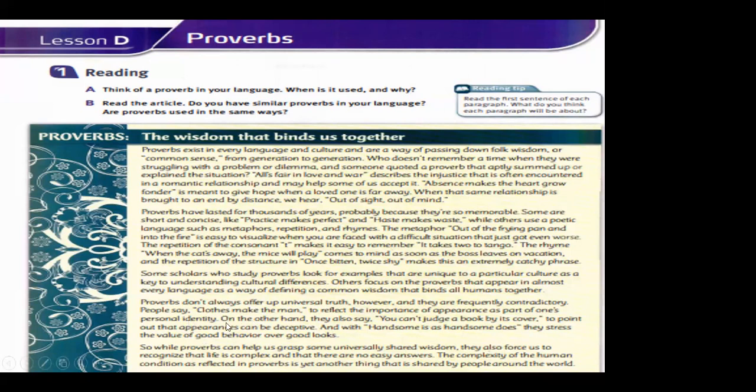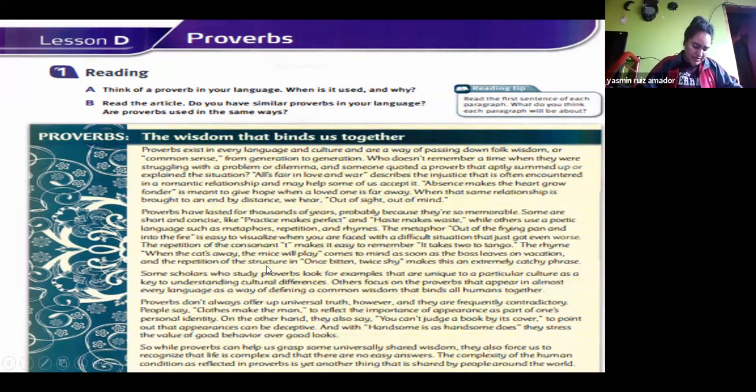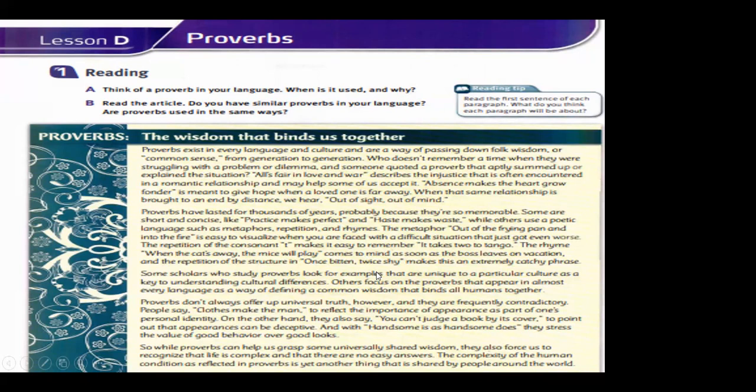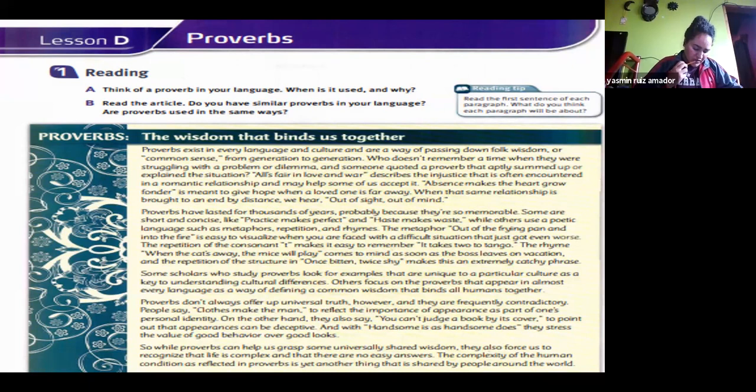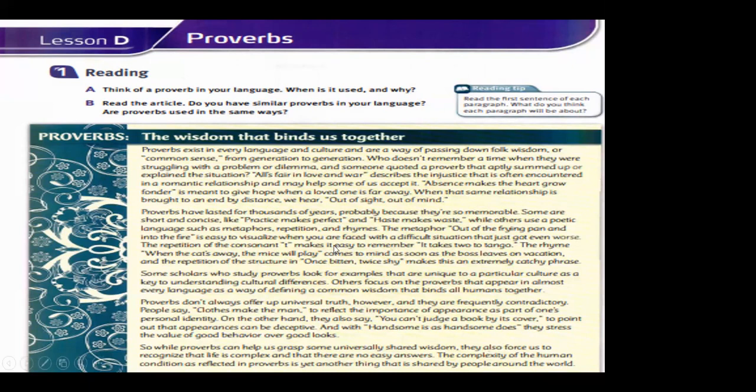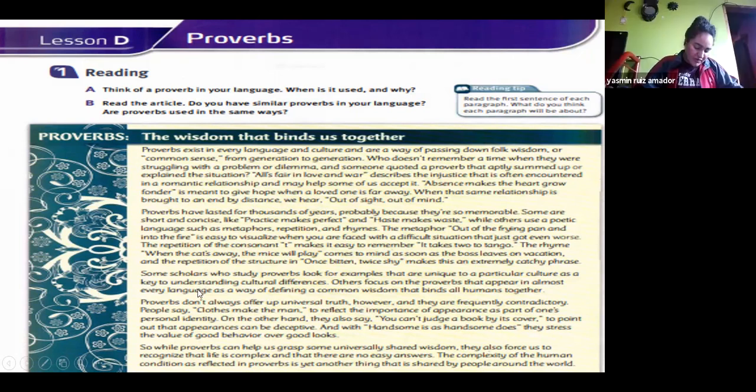Made this an extremely catchy phrase. Do you think they are contradictory? I think so, teacher. Did you read the paragraph? No, teacher. Number 1, 2, 3, 4.